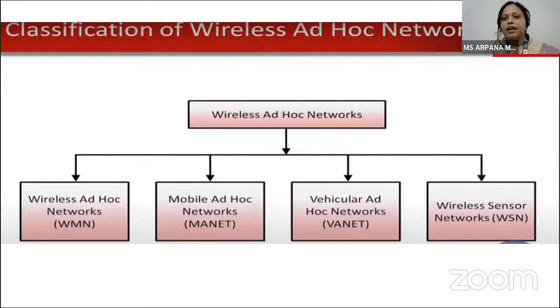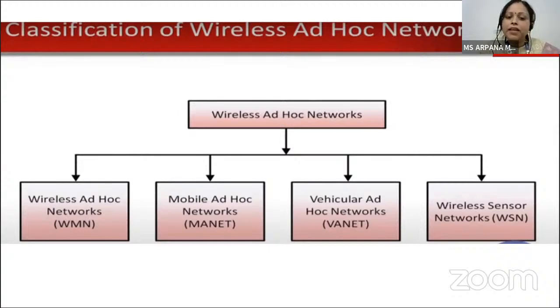These are some classifications of wireless ad hoc networks. The first is the pure wireless ad hoc network, the second is the mobile ad hoc network, the third is the vehicular ad hoc network, and the fourth is the wireless sensor network. In the first, the pure wireless ad hoc network, the access points are stationary. If the access points are stationary and the technology used is ad hoc networking, then that network is known as a wireless ad hoc network. The second is the mobile ad hoc network, in which nodes may be stationary or mobile.